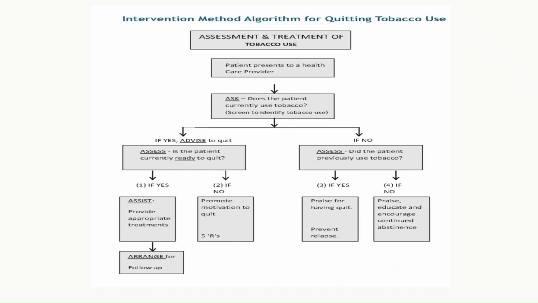If the patient does not currently use tobacco, the healthcare provider should assess whether the patient previously used tobacco. If the patient is a former tobacco user, praise them for quitting and focus on preventing relapse. If the patient has never used tobacco, praise and educate the patient and encourage continued abstinence from tobacco use. This algorithm highlights the structured 5 A's approach, which forms the foundation of effective tobacco cessation counseling.